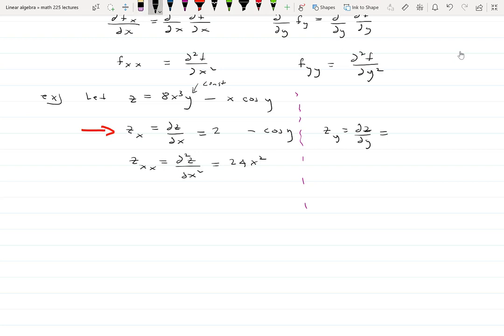So this is 24x squared y. Okay, my apologies. Is the second one okay? Second term is okay. Derivative of x is 1 with respect to x. So now let's get a nice fresh new second derivative with respect to x.